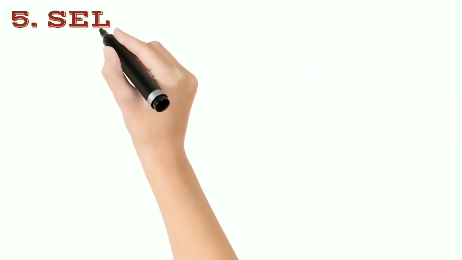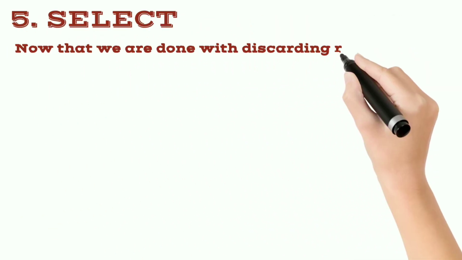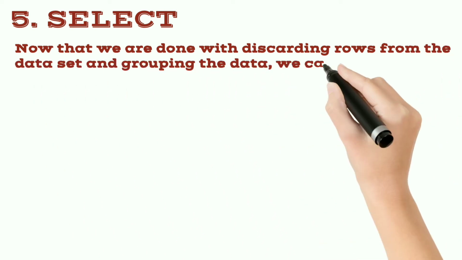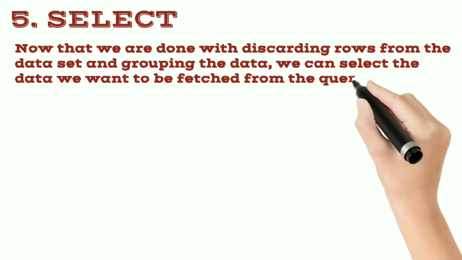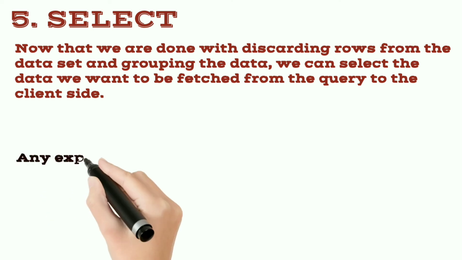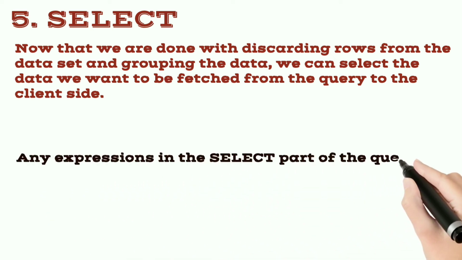Fifth is the select clause. Now that we are done with discarding rows from the data set and grouping the data, we can select the data we want to be fetched from the query to the client side. Any expressions in the select part of the query are finally computed.